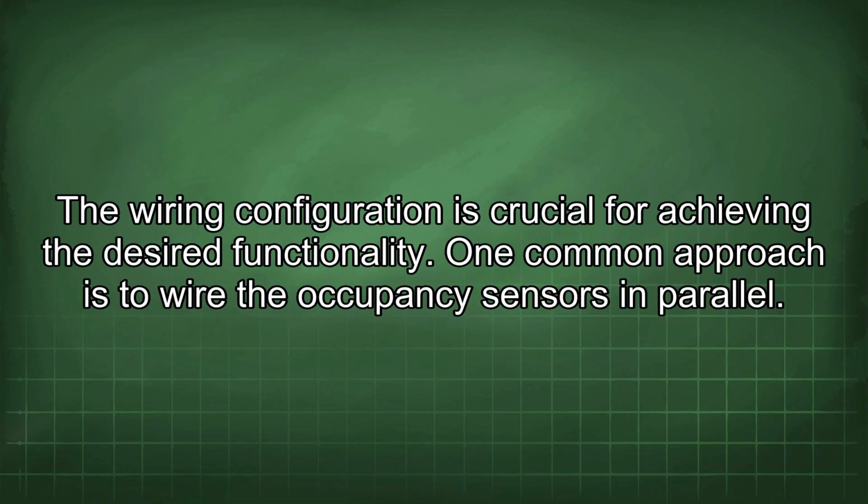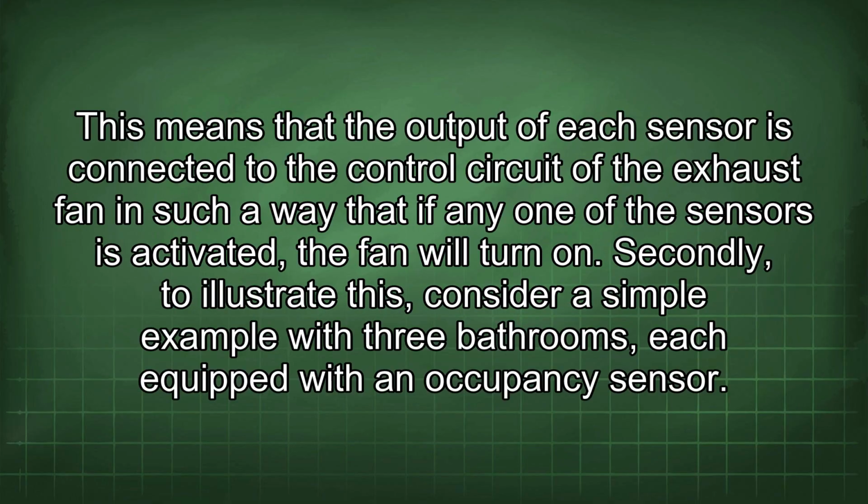The wiring configuration is crucial for achieving the desired functionality. One common approach is to wire the occupancy sensors in parallel. This means that the output of each sensor is connected to the control circuit of the exhaust fan in such a way that if any one of the sensors is activated, the fan will turn on.